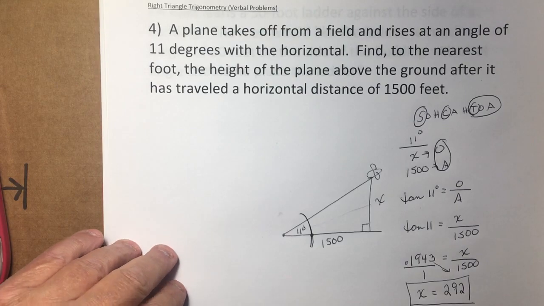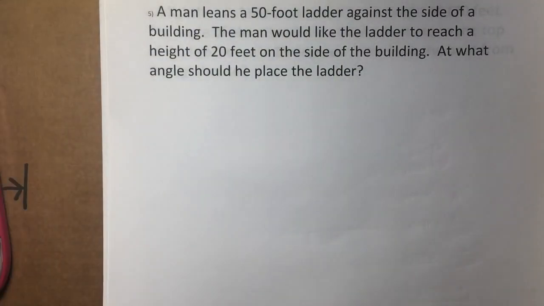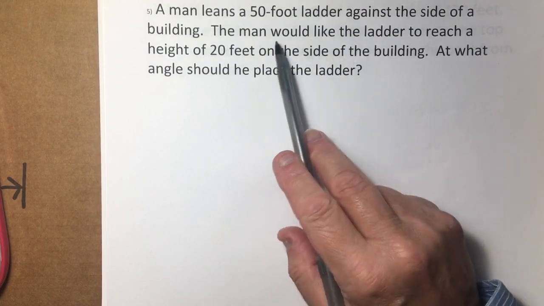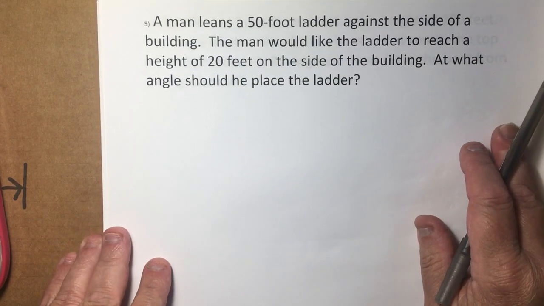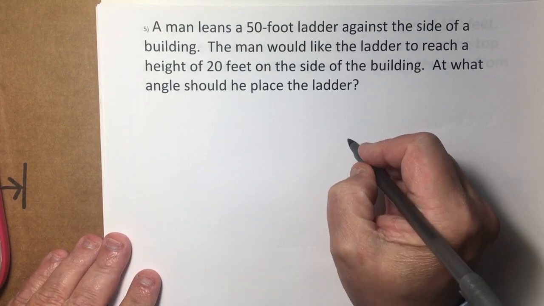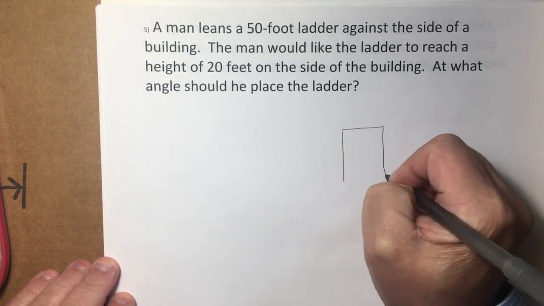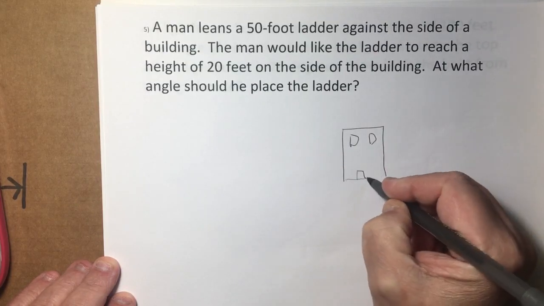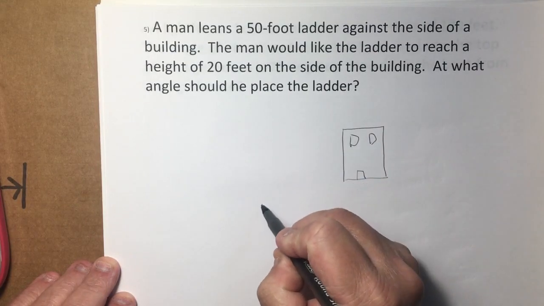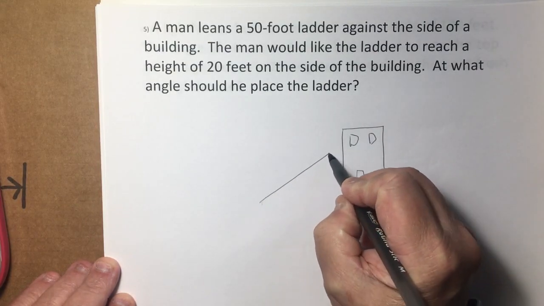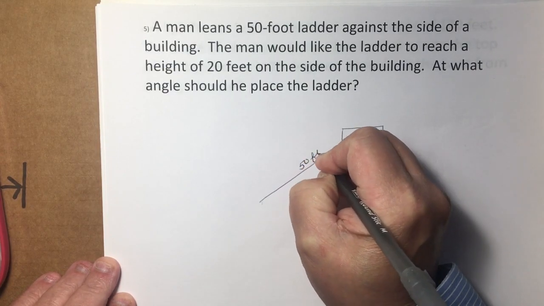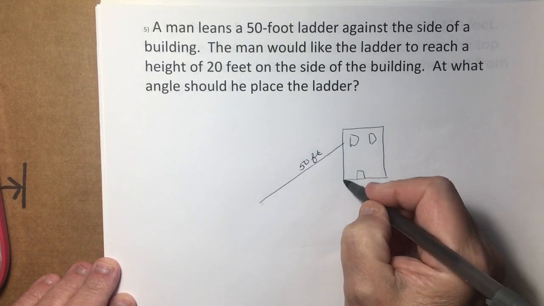Let's look at another one. Number 5. A man leans a 50-foot ladder against the side of a building. Okay, so we have a building. And the man is going to lean a 50-foot ladder against the side of a building. So here's your ladder, and it's 50 feet.